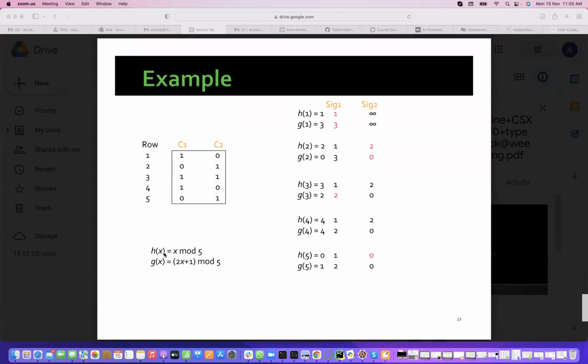So two hash functions we are taking: h(x) equals x mod 5, g(x) equals (2x plus 1) mod 5. So this first hash function will take the first row to which row? h(1) is what? h(1) equals 1 mod 5, which is 1, right? Yes. So initially we put all signatures as infinity. Then we start updating: whenever we see a lesser row number having 1, we replace them.